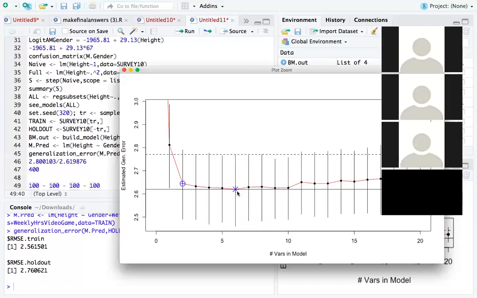How well does our model work on the data it was created from? At 2.5. Exactly. That's the RMSE of the data it was created from. How well do we think the model will work on new data? And you have to look and kind of estimate this by graphic. 2.62. Yeah, that's exactly what I was thinking, 2.62.